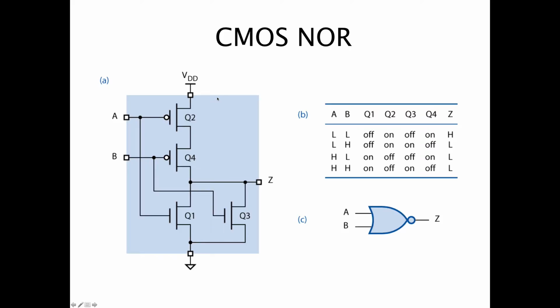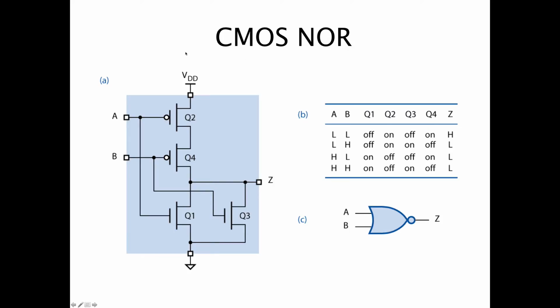Okay, in class we talked about looking at a circuit with CMOS transistors and determining what type of circuit that would be. Of course, this says it's a CMOS NOR gate, but suppose you didn't know that. How would you figure it out?